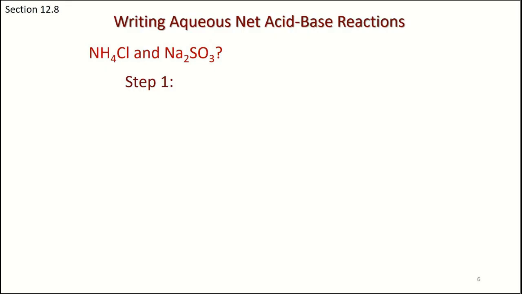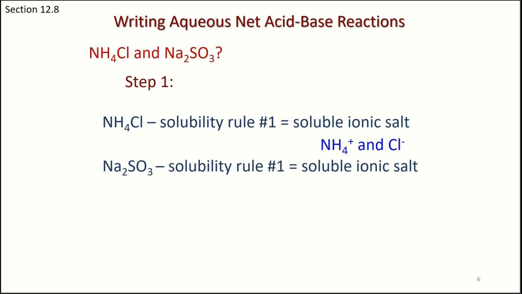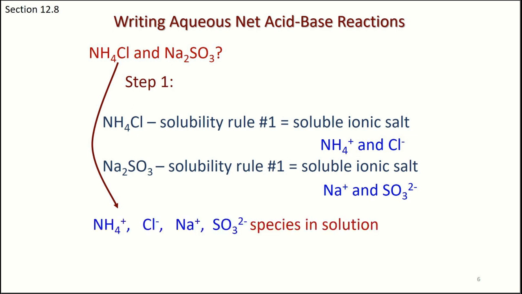We can go through another example here. We have ammonium chloride and sodium sulphite. First, we need to decide what the species are that are present in solution. With ammonium chloride, this is a soluble ionic salt. So we would have ammonium ion and chloride ion present. With sodium sulphite, this is also a soluble ionic salt. Therefore, we will have sodium ion and the sulphite ion. Therefore, looking together, we have the ammonium ion, the chloride ion, the sodium ion, and the sulphite ion in solution.